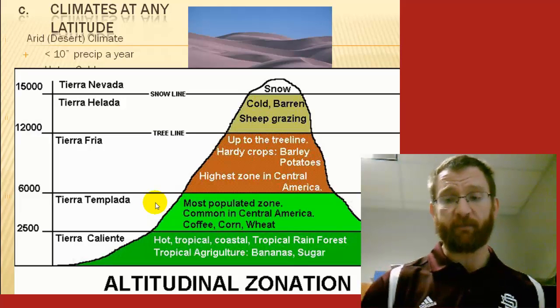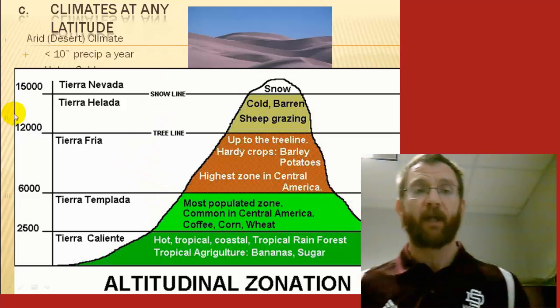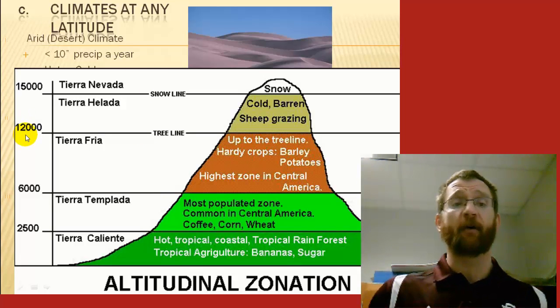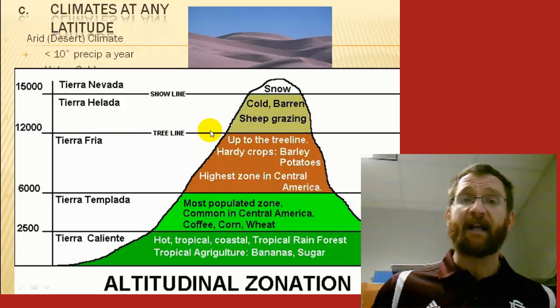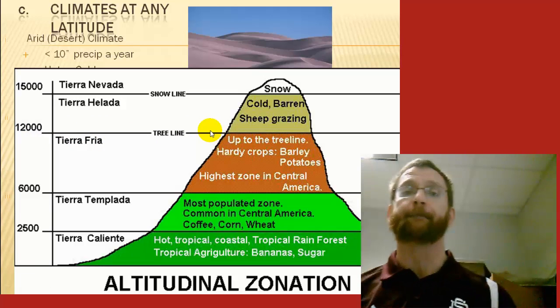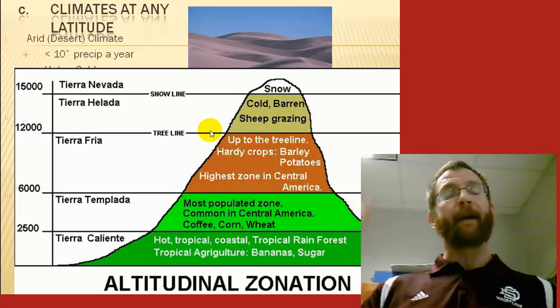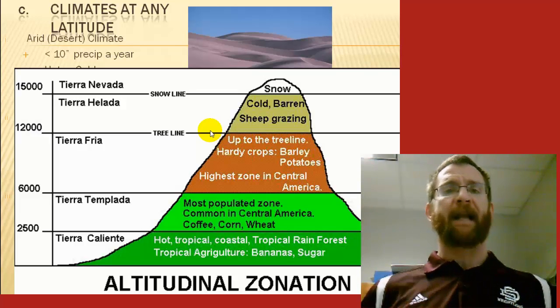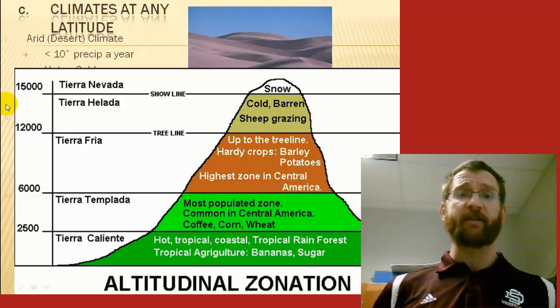It's the zone in which most people in Central America live, and most people in Latin America live as well. Up next, you've got Tierra Fria, goes up to 12,000 feet. And there's a line at 12,000 feet, and that's called the tree line. No trees grow above it. Okay, if you've ever been to the Rockies, or seen the really tall mountains in the Rockies or the European Alps, you've seen that tree line where it's basically a straight line where trees don't grow above.